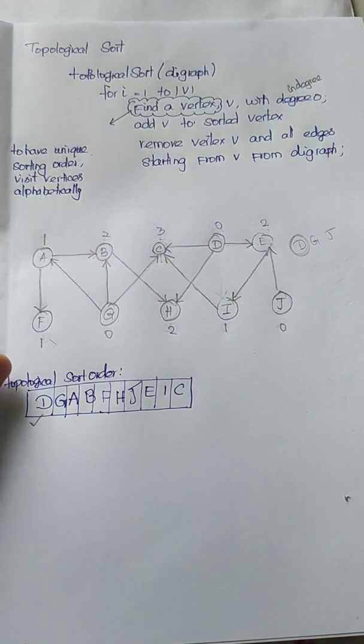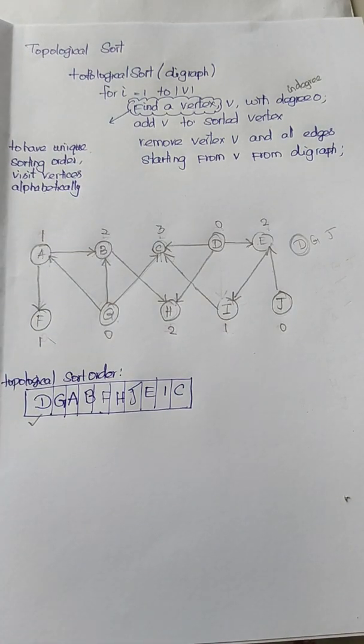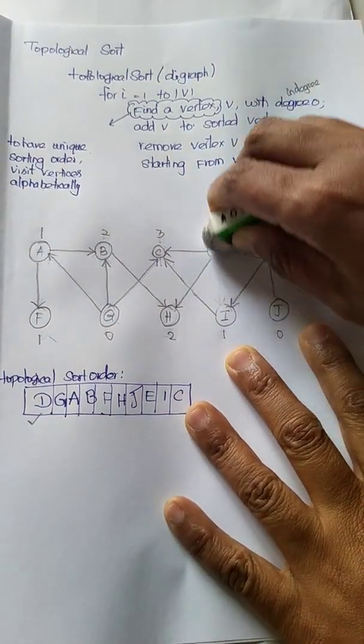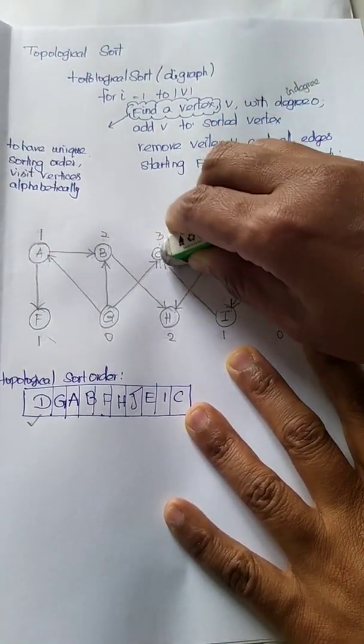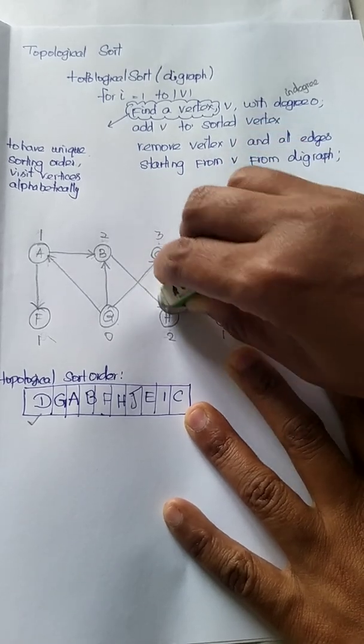Fine. Now, after you visit it, I told you, you need to remove that vertex, and also all the outgoing edges of that vertex. Not only the vertex, but the outgoing edges as well.